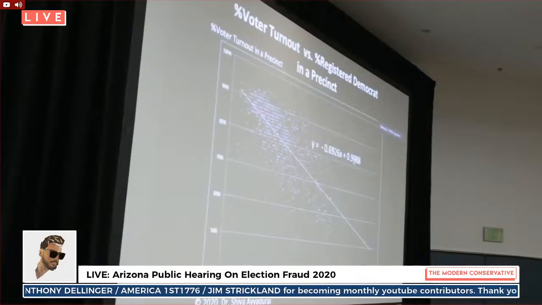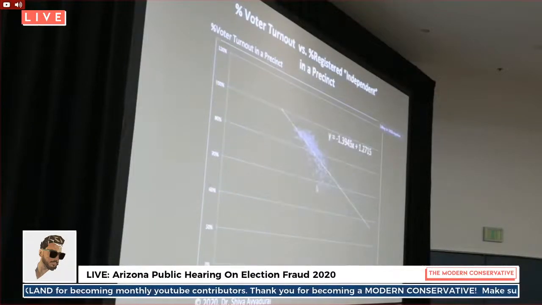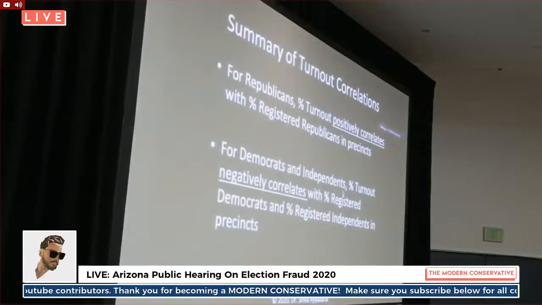Alternatively, when we looked at the percentage voter turnout in a precinct by percent registered Democrats in a precinct, you see a negative relationship. As the percentage of Democrats in a precinct increases, each blue dot being a precinct, you see a negative correlation with voter turnout. And similarly, we see the same behavior in the registered independents in a precinct: voter turnout, and you see the negative correlation. So in summary, for Republicans, the percent turnout positively correlates with percentage registered Republicans in a precinct, while for Democrats and independents, the percent turnout negatively correlates with percent registered Democrats and percent registered independents in precincts. So that's just giving you the feature of what was taking place in Maricopa County.